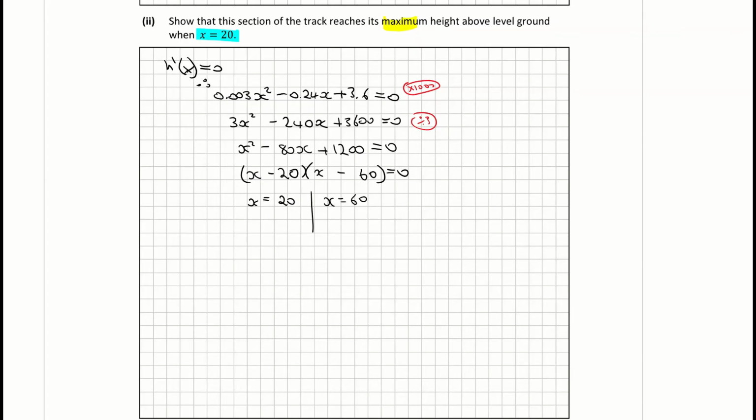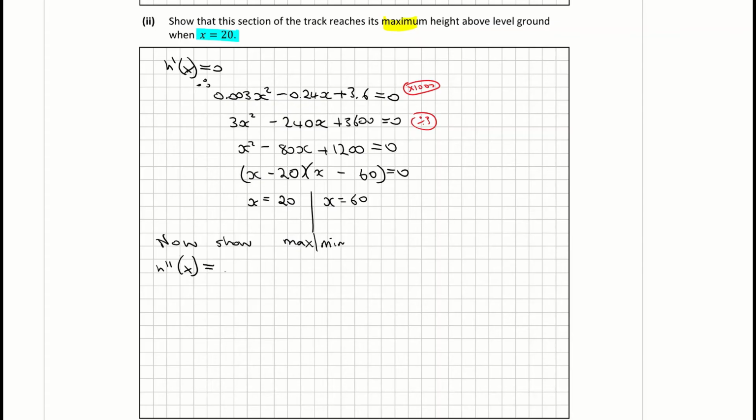Now, if you look at your graph, you can see that they are both the turning points on the graph. One's a minimum and one's a maximum. I'm going to use my mathematics to show which is the maximum and which one is the minimum now. That's all I'm doing now. In order to do that, you differentiate again. You find the second derivative. So I'm differentiating 0.003x squared minus 0.24x plus 3.6.